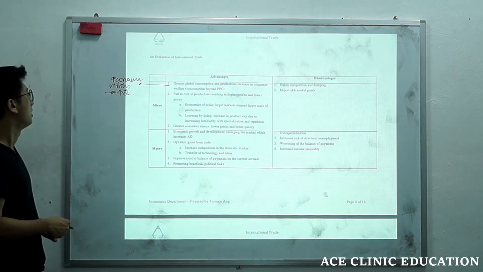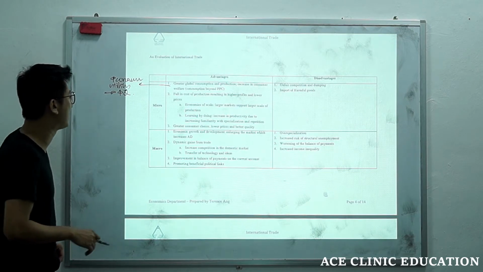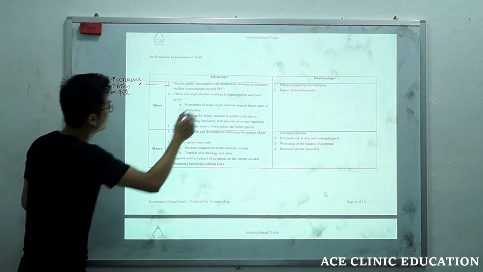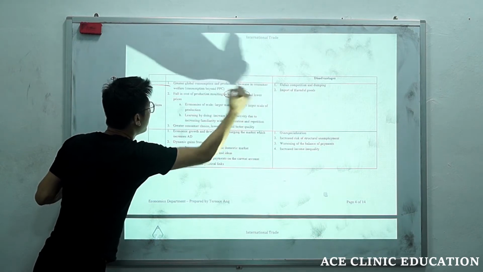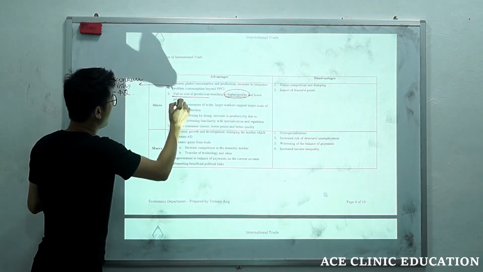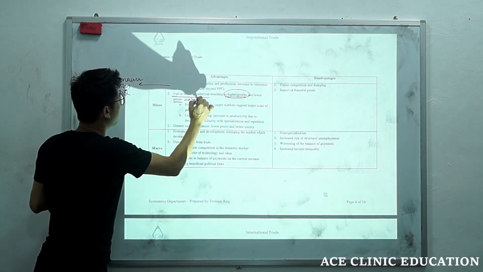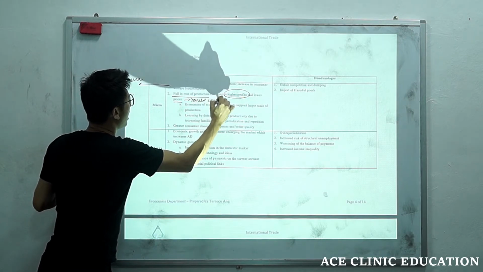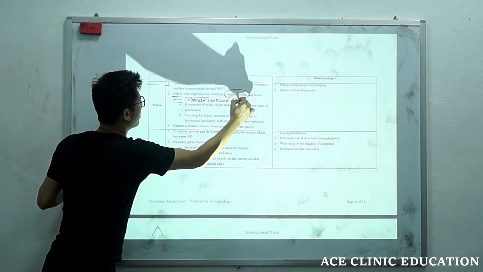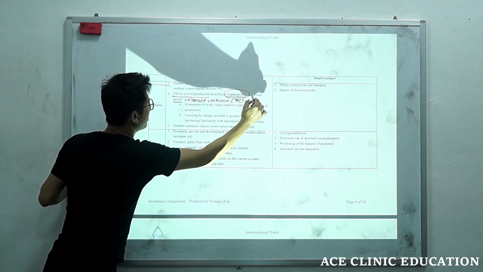Rather straightforward. Number 2, it's about firms. Firms will benefit from higher profits because of a fall in cost of production, and by extension, lower prices will benefit consumers as well. How does it benefit consumers? It increases consumer surplus and increases utility.